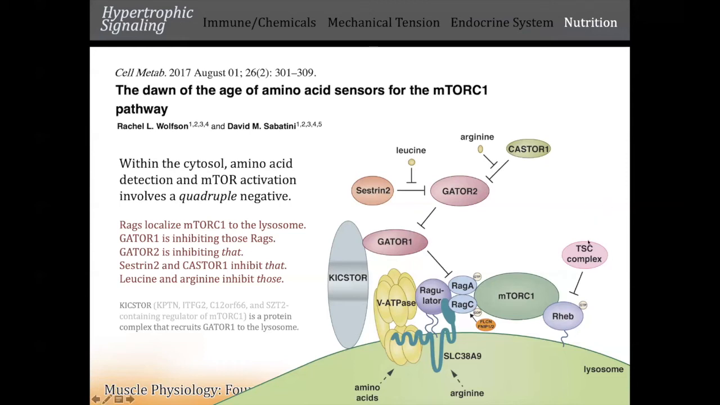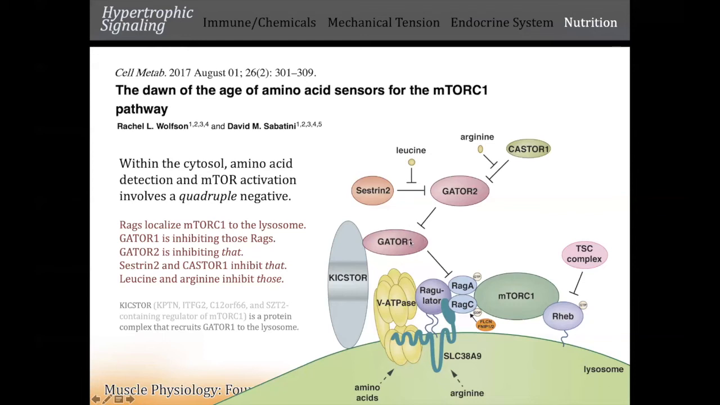So if you thought tuberin is inhibiting Rheb, and PKB shuts off tuberin, which is shutting off Rheb, and Rheb activates mTOR, a double negative is obnoxious and confusing. I mean, the amino acid stuff. This is like arginine inhibits Castor's interaction with Gator, which shuts off Gator 2's inhibition of Gator 1.